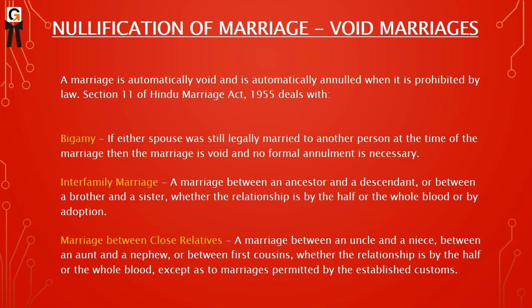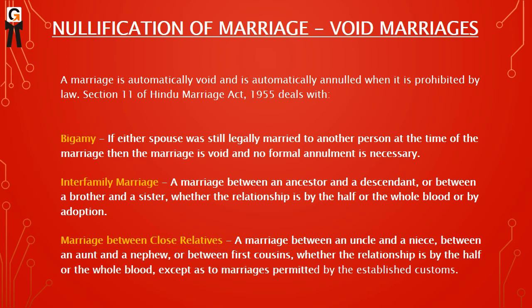A marriage is automatically void and annulled when it is prohibited by law. Section 11 of the Hindu Marriage Act, 1955 deals with bigamy. If either spouse was still legally married to another person at the time of the marriage, then the marriage is void and no formal annulment is necessary. Interfamily marriage: a marriage between an ancestor and a descendant, or between a brother and a sister, whether the relationship is by the half or the whole blood or by adoption. Marriage between close relatives: a marriage between an uncle and a niece, between an aunt and a nephew, or between first cousins, whether the relationship is by the half or the whole blood, except as to marriages permitted by established customs.